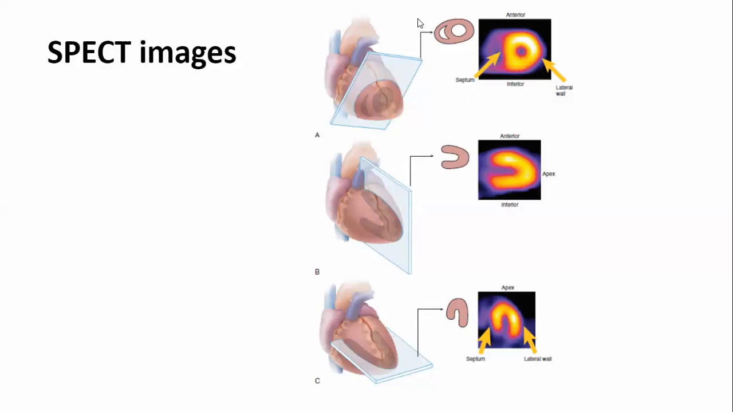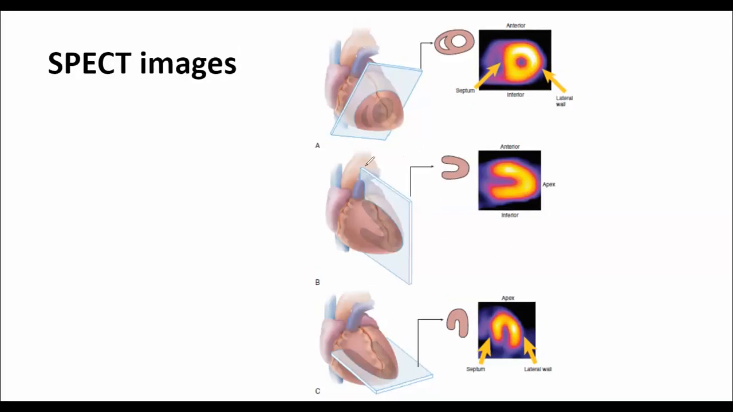This is the vertical long axis, which is longitudinal to the long axis of the heart and the body as well. And this one is the horizontal long axis, which is perpendicular to this vertical long axis. So we have these three basic planes to visualize the heart, and in them we are mainly visualizing the left ventricle.